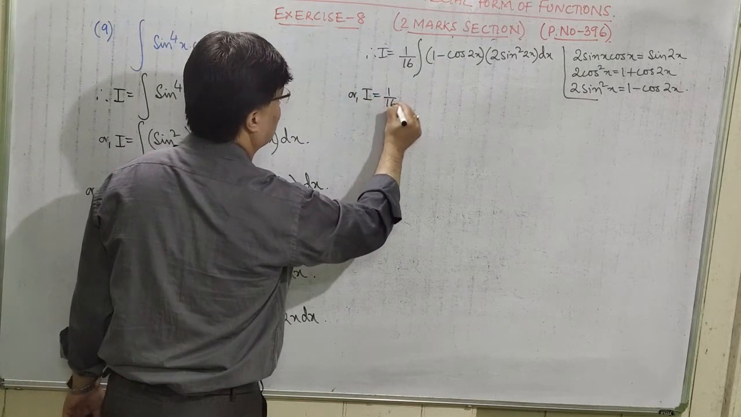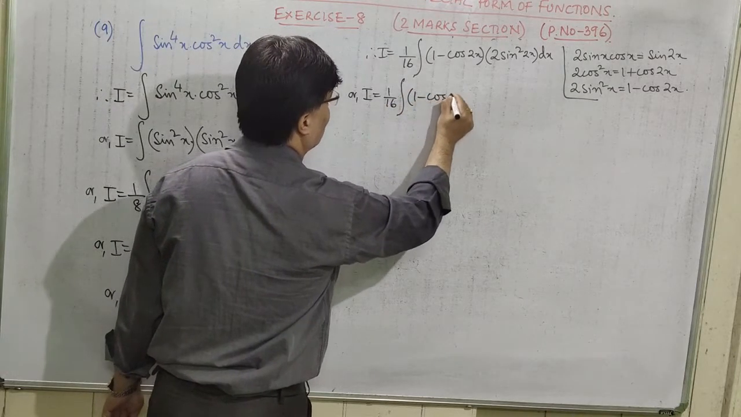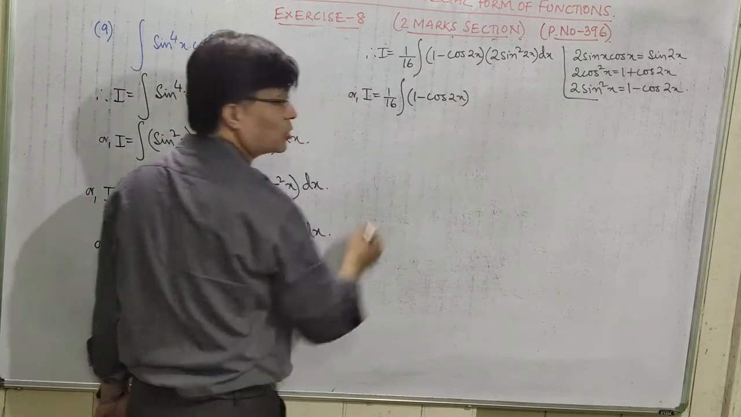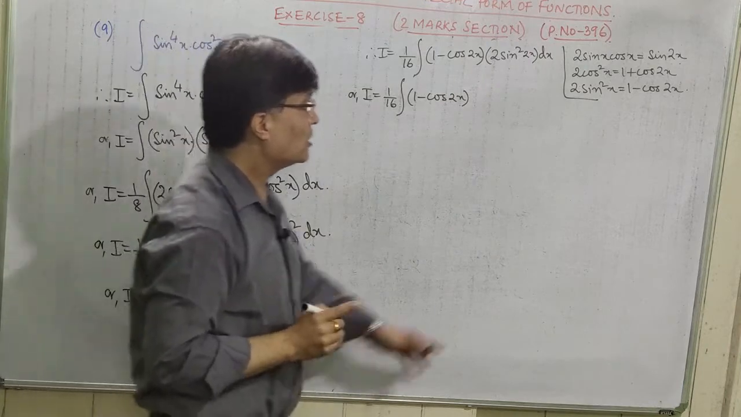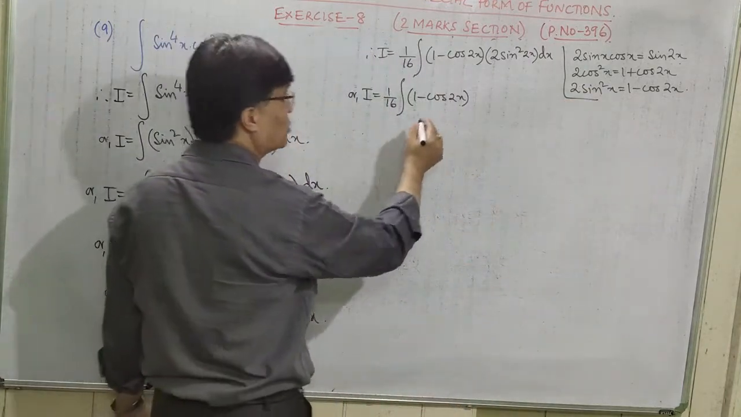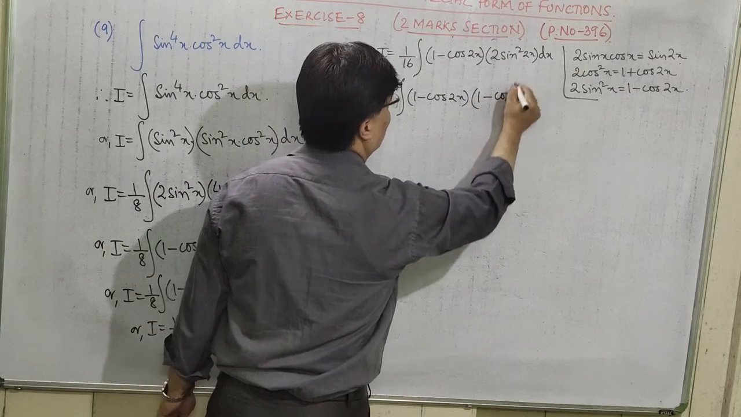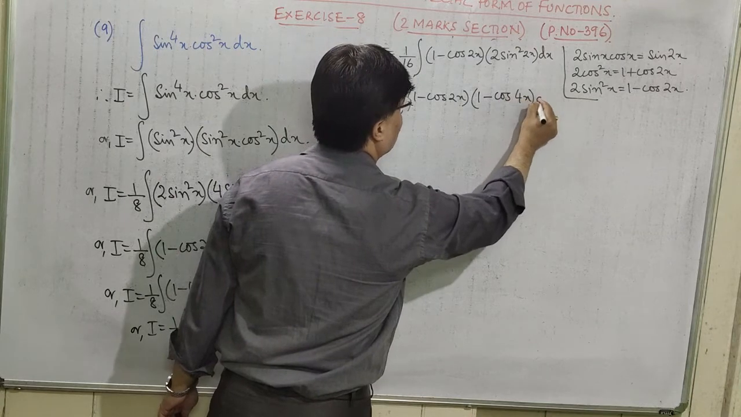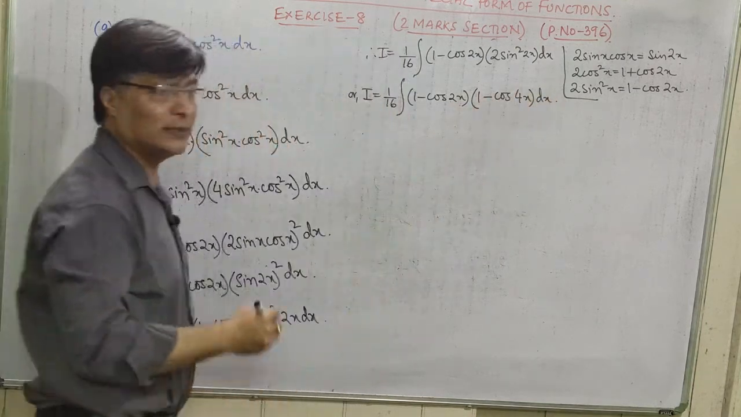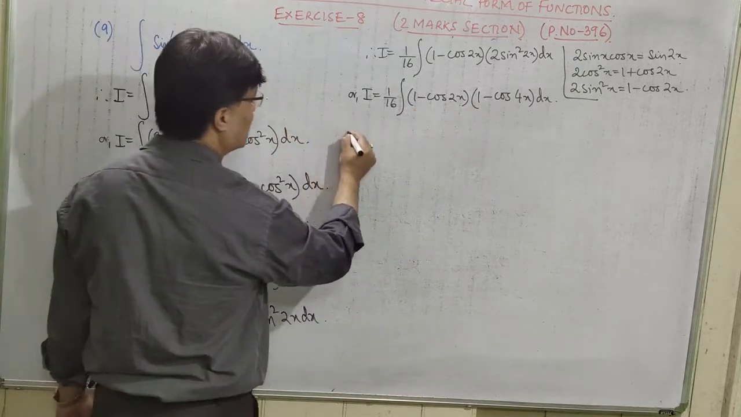Now use the formula of 2 sine square 2x. So other terms, keep it as it is. 1 by 16 integration of 1 minus cos 2x. What is 2 sine square 2x? Since 2 sine square x is equal to 1 minus cos 2x, what is 2 sine square 2x? Here 2x. It is 1 minus cos, what is double of 2x? It is 4x bracket close. Then what do we write? Dx, right? So let us multiply these two factors now.